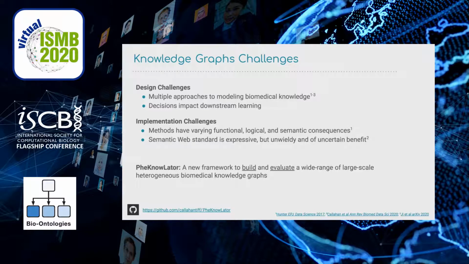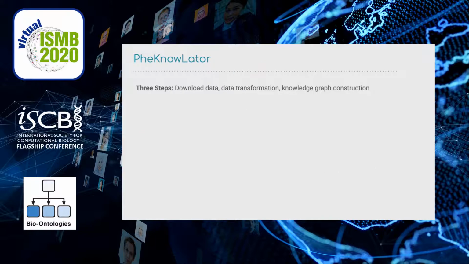To account for these challenges and accommodate multiple users' needs, we've developed Phenolator, a novel Python-based framework to build and evaluate a wide range of large-scale, heterogeneous biomedical knowledge graphs. So let's dive right into how Phenolator works. Phenolator builds knowledge graphs in 3 steps: downloading a list of data, transforming the downloaded data and assembling it into an edge list, and then integrating the assembled edge lists with the ontology data sources into a biomedical knowledge graph.